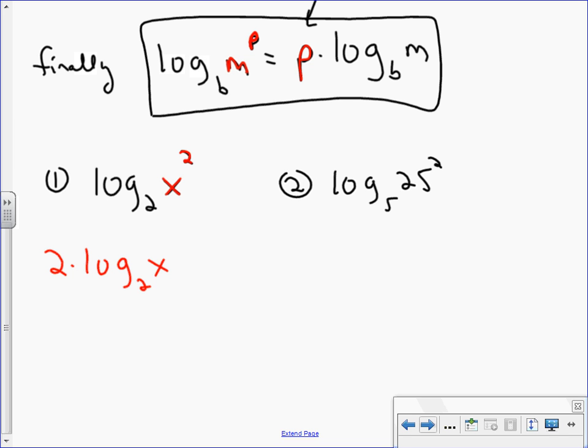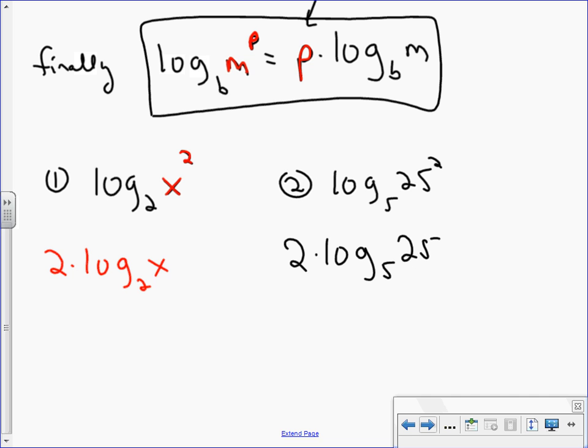Okay. Do you see that it fits the structure? The log of a base to a power. So what can we pull out from the front of this? 2 times log base 5 of 25. Now, that's using the property. That's the correct answer just for using the property.